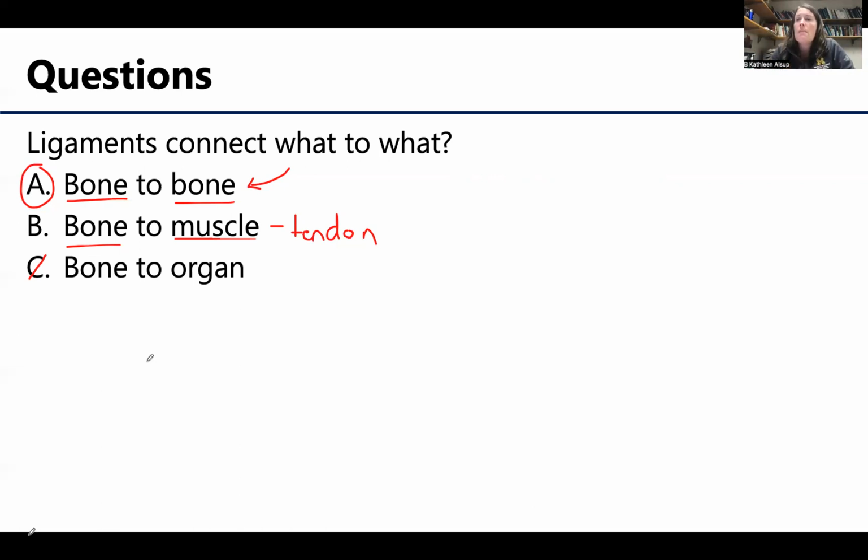All right. Most excellent. So that was a fun start to joints. Now let's talk a little bit more about those structural classifications. So we'll talk a little bit more about fibrous, cartilaginous, and synovial joints.